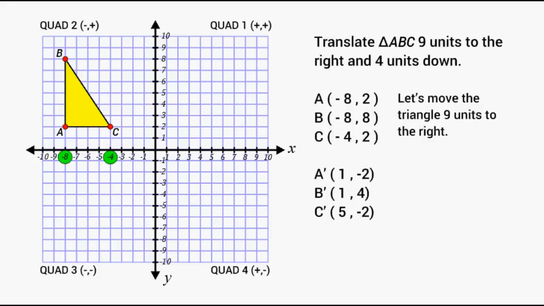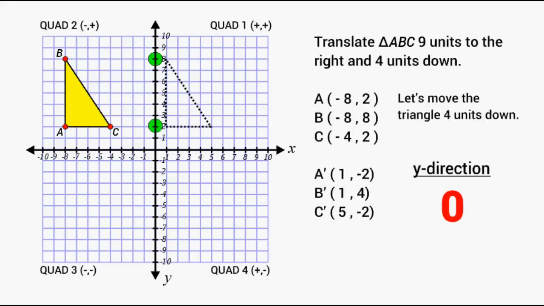Okay, so let's start by moving the triangle to the right. 1, 2, 3, 4, 5, 6, 7, 8, 9 to the right. All right, now let's slide our triangle 4 units down. 1, 2, 3, and 4 units downward.